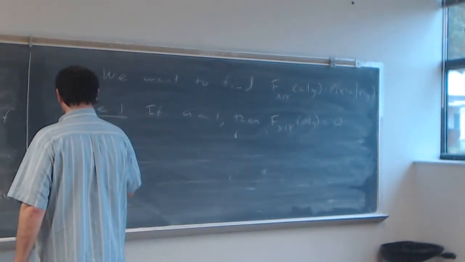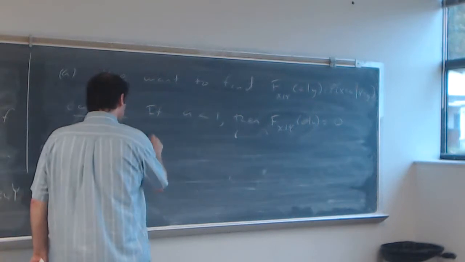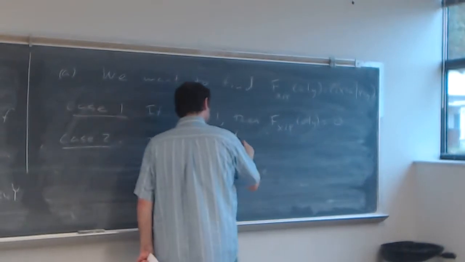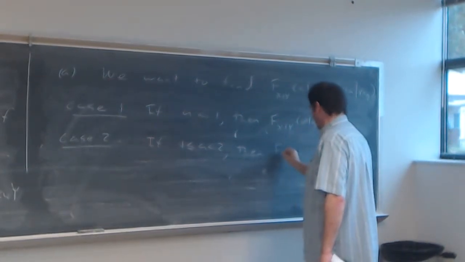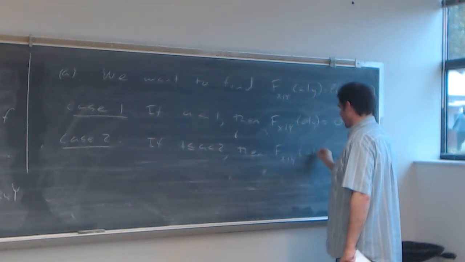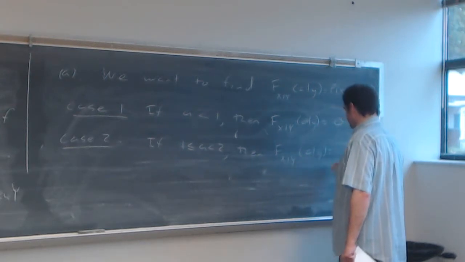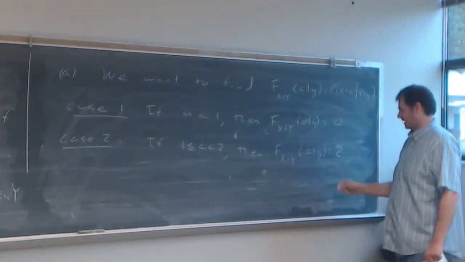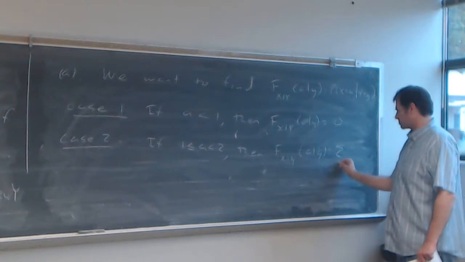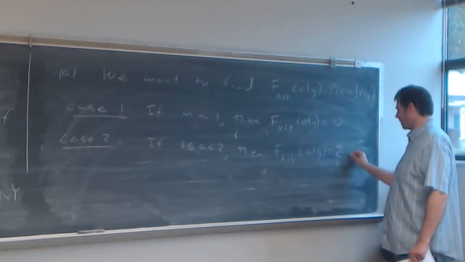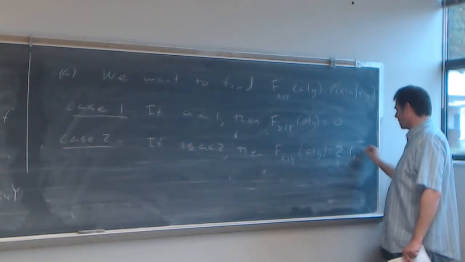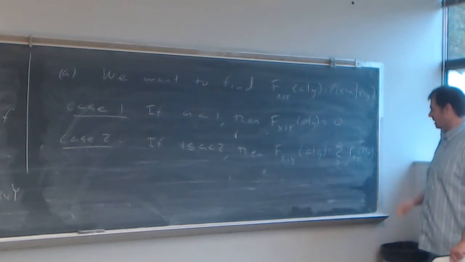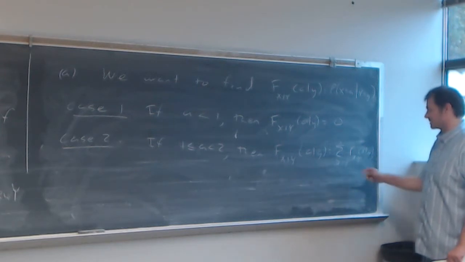Case 2. If a is sandwiched between 1 and 2, then F sub X given Y of a given y is equal to the sum over all x values less than a. The only x value that's less than a is 1. So it's the sum as x runs from 1 to 1 of f sub X given Y of x given y. So I need to compute this conditional probability mass function.